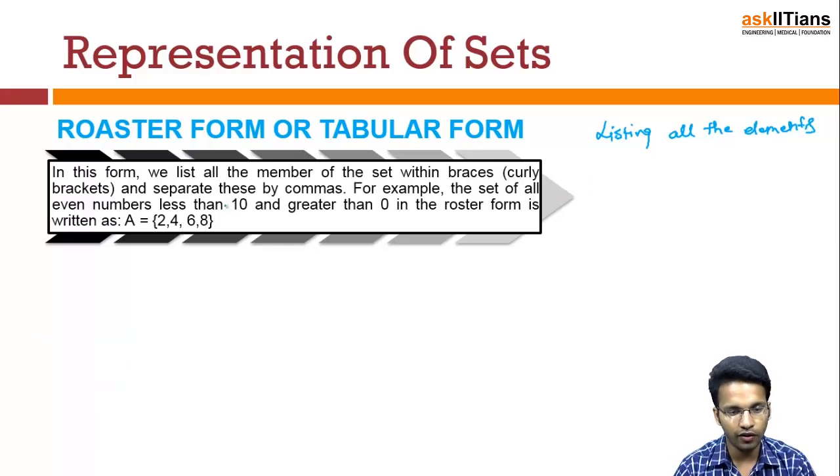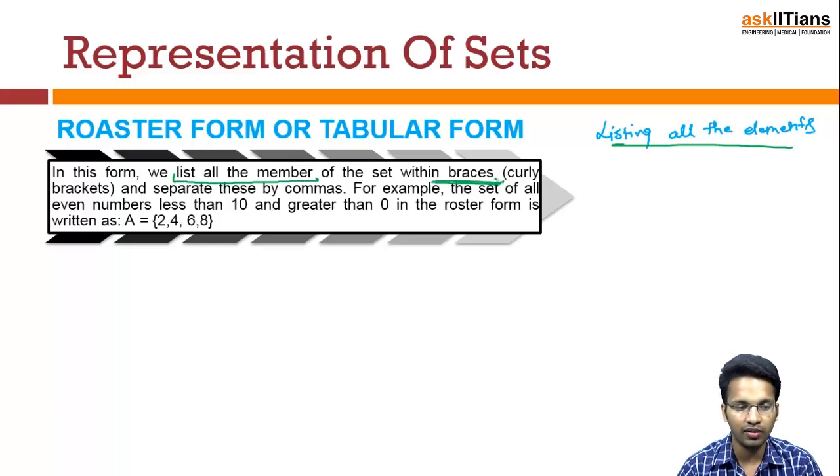Okay, for example, if this is given here, again in this form we list all the members. That is the word I've used here also, listing all the elements within the braces. Again the curly brackets are mentioned, and again the elements are separated by commas. Now member, you can say member, object or element, whatever.